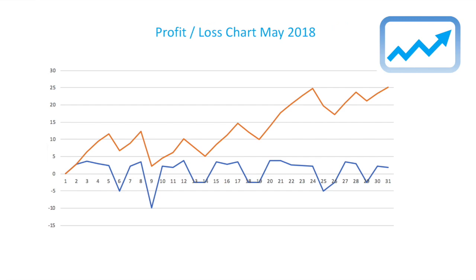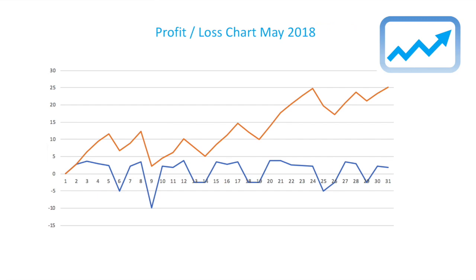Now, if I just explain what this chart is, this is a profit and loss chart from May 2018. In May 2018, we had the Madrid Open, and then at the end of May, it was the French Open beginning. So on the vertical axis, you have got the profit and loss in pounds, and on the horizontal axis, you've literally just got the days of the month, 1 going up to 31.